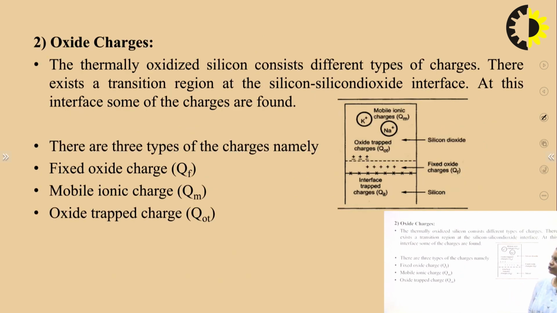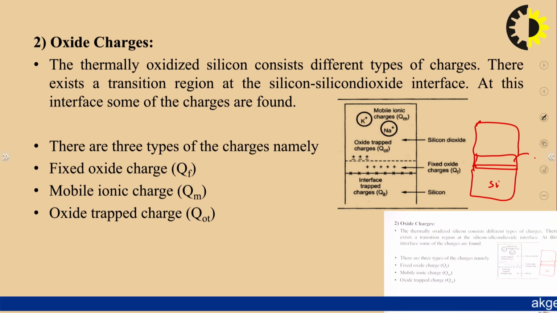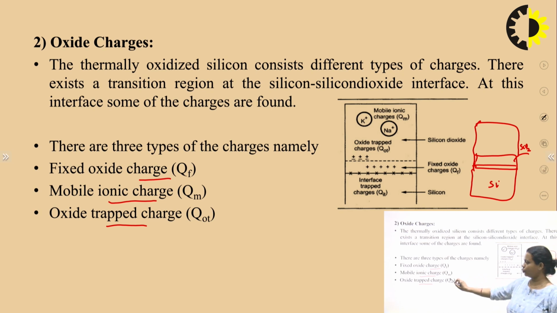Then we have oxide charges. As we have seen, this is your basic silicon, right? After this you have some oxide layer, where some charges are trapped and some are about to be trapped. Now this oxide layer looks somewhat like this. This is your SiO2 layer, right? There are different types of charges in all these layers. These charges are fixed oxide charge, mobile ionic charge, and oxide trapped charge, represented by QF, QM and QOT, right?